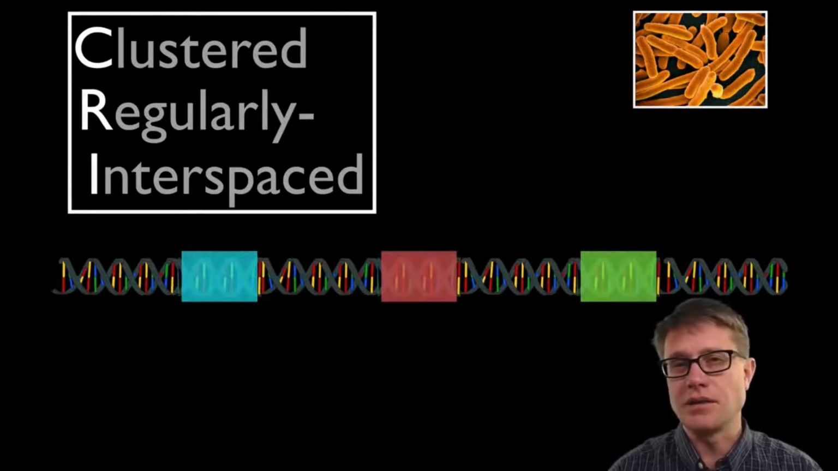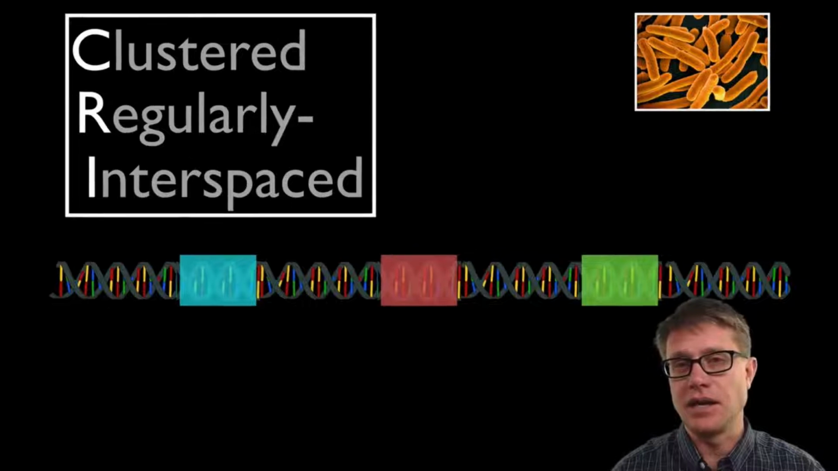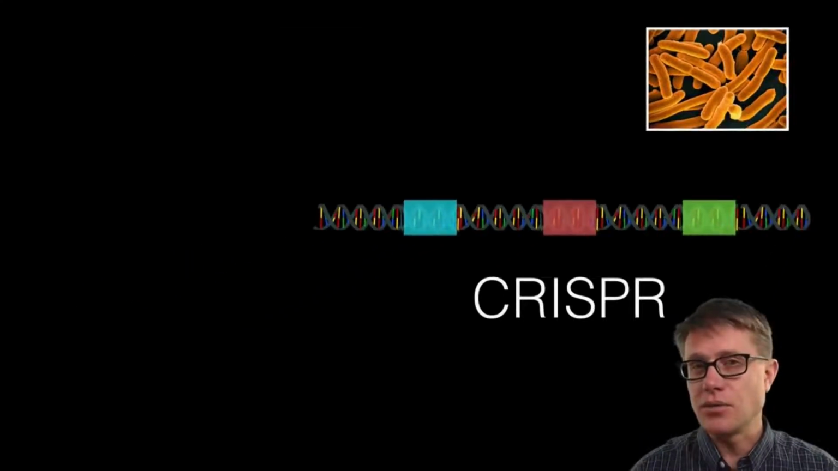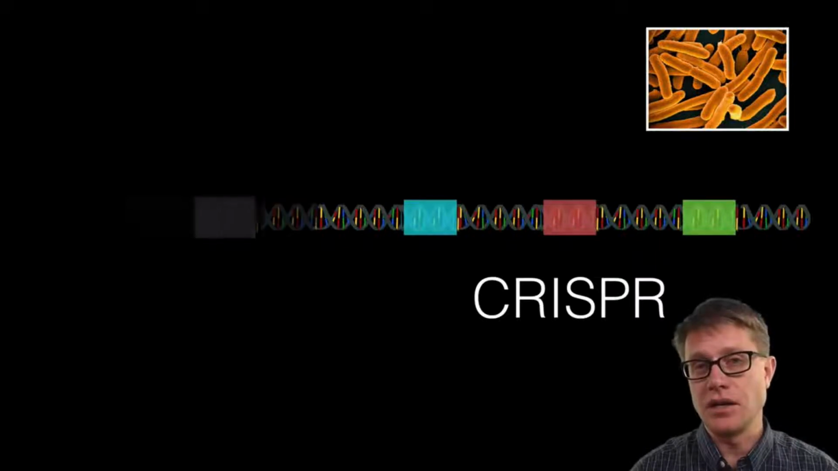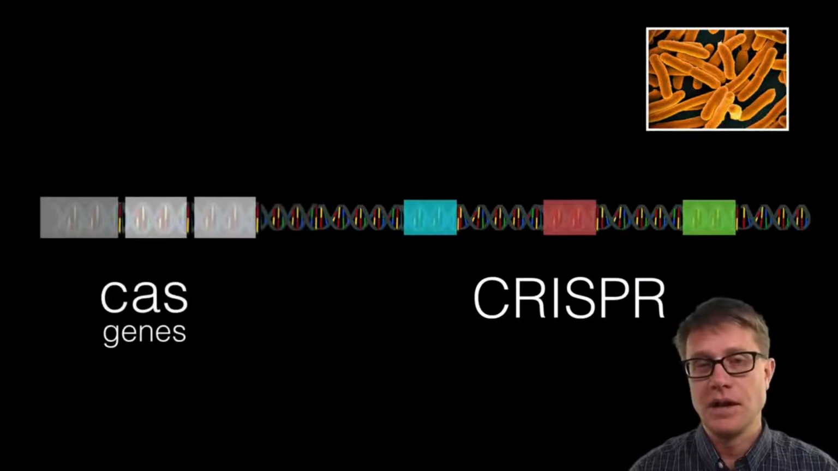And this puzzled scientists when they identified this back in the 80s and 90s. But in the 2000s, what they found is that that spacer DNA, that's the important DNA, matches up perfectly with viral, especially bacteriophage DNA. They also identified a number of genes associated with CRISPR. So these are the CRISPR-associated or Cas genes. Now those Cas genes will make Cas proteins.